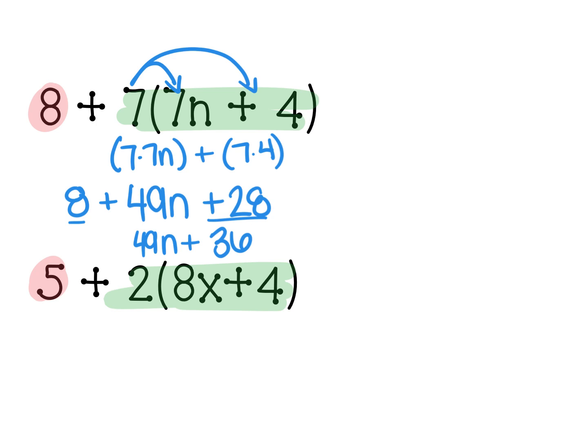So basically, all we're doing is taking this longer expression, simplifying it and saying that's the same thing as 49n plus 36. And when we go to solve that expression, 49n plus 36 is going to be a lot simpler to work with than our original 8 plus 7 times 7n plus 4. Do we understand that those are the same? Yes, Hank? Yeah.